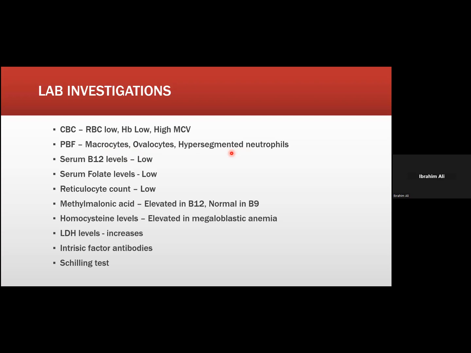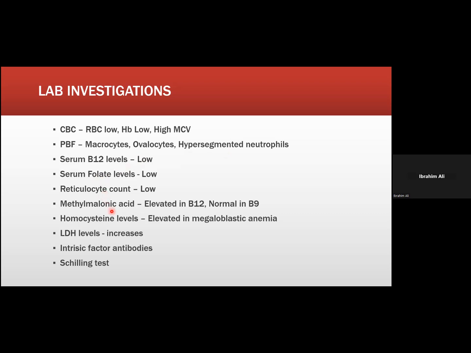And then, as you remember, the neutrophils normally have 3 to 5 lobes. So when it has more than 5 lobes, you say hypersegmented neutrophils. Also, serum B12 levels will be low. Serum folate levels will be low. Reticulocyte count also will be low.